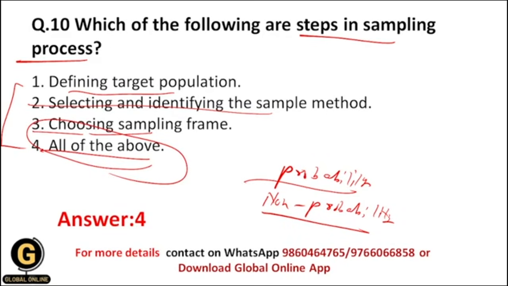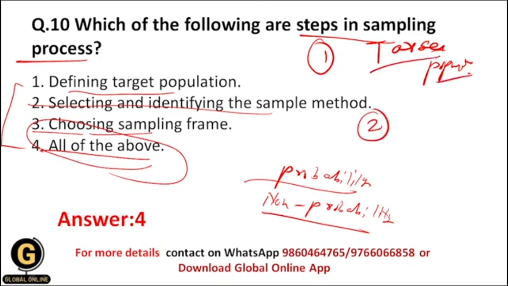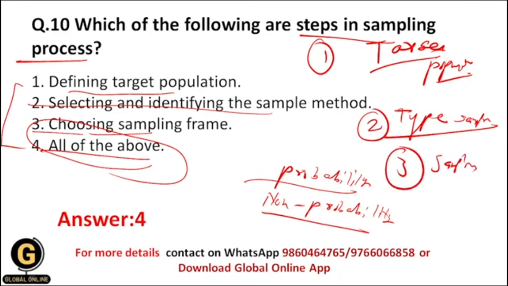Okay, so let us see step by step the different steps in sequence in the sampling process. First of all, you need to define the target population. What would be your target population? Then you need to decide exactly what type of sampling method you are going to use, whether probability sampling method or non-probability sampling method. Then select or choose the sampling frame. So these are basically the steps in sequence in the sampling process. That's why your correct answer should be 4.